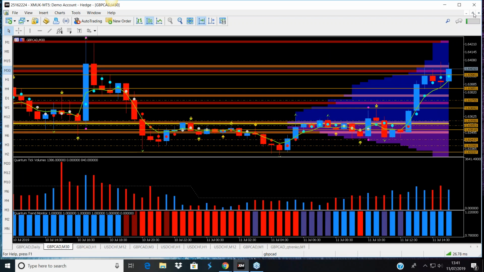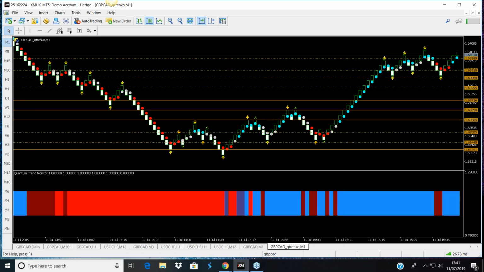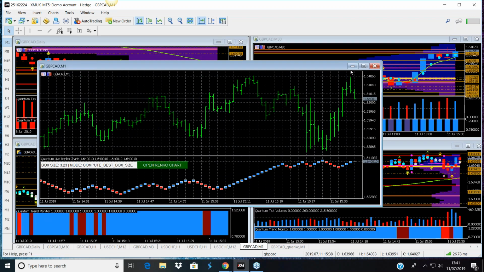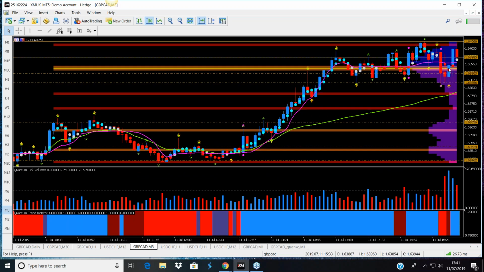Let's go back to the 30-minute. Take that down. What is the Renko saying? In fact, this setting for the Renko is on the ATR, and it's actually at 3.25 pips. So the Renko is quite slow on this one, and that's why it's absorbing a lot of the choppiness that you can clearly see here on the 3-minute chart.